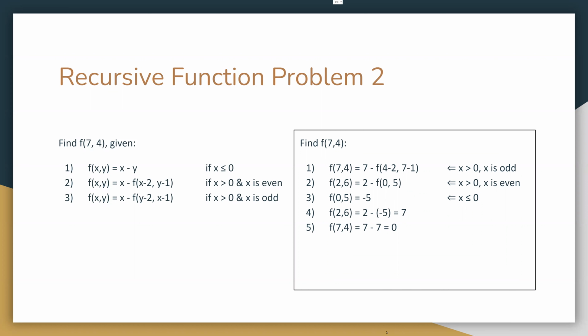So follow this, right? Eventually we got to this 0, and then we put the 0 here, and we got the minus 5 here, right? F(0, 5) is X minus Y, which is negative 5. And then we put it back, and we end up with that result.